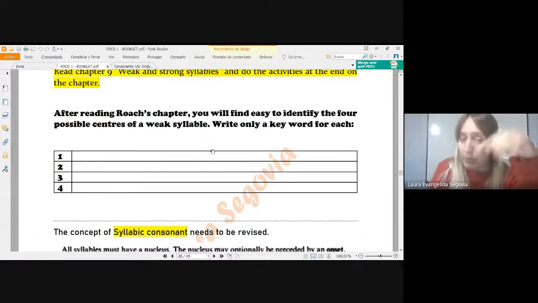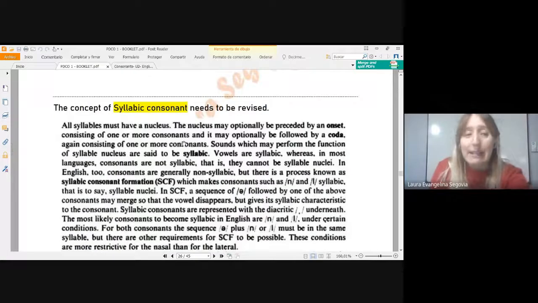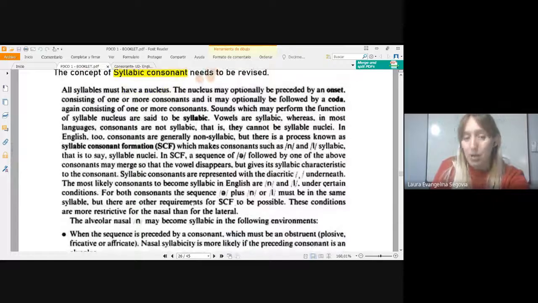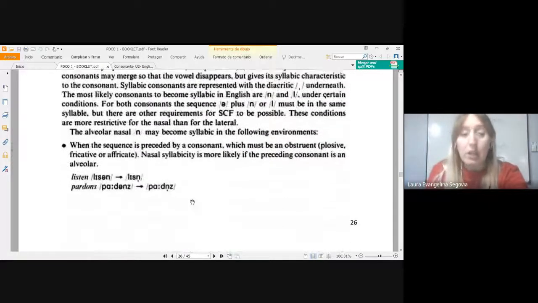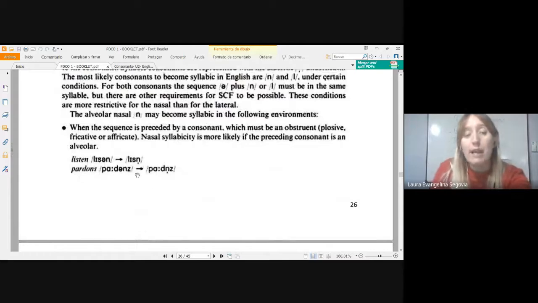So here you have mainly the opportunity to write the four characteristics, the possible center of a weak syllable. We said that syllables had a center, and the center was always a vowel. But for weak syllables, we have the schwa as a center, the neutral E, the neutral U, and then the syllabic consonants. And here you have a nice explanation about syllabic consonant formation. I suggest you read it. For example, here you have a word like pardons. You have par, the stressed syllable with the long vowel.